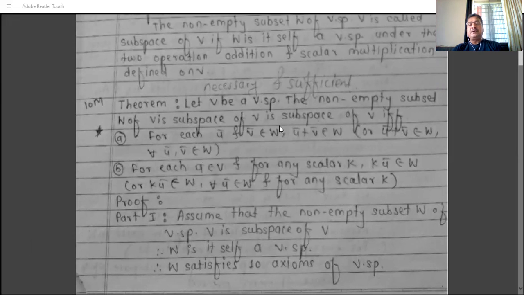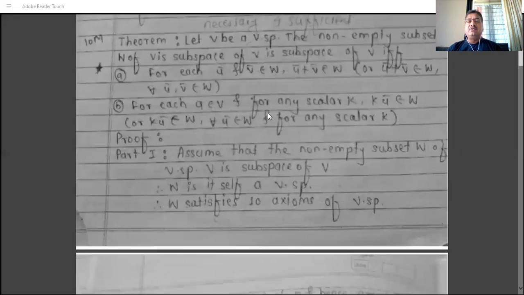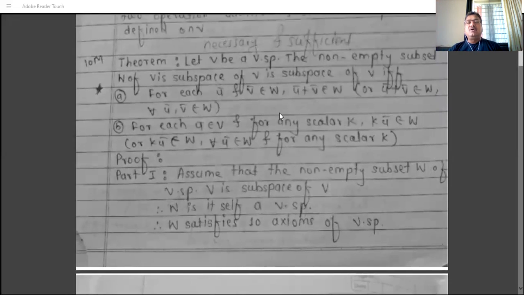That is, these two properties and the 10 properties are equivalent. These two properties are equivalent to 10 properties. And now we have to prove the theorem. Obviously the theorem is a necessary and sufficient condition, or if and only if type. That's why we have to prove the theorem in two parts.